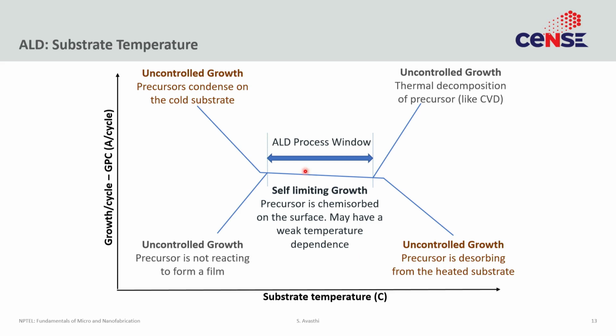So, what might happen when you do the ALD growth at various substrate temperatures is you can see some non-linearities that will happen at lower temperatures and at higher temperatures. So, two things can happen at a lower temperature. One is that your precursor tends to condense on the cold substrate, right. So, you are reducing the temperature, the precursor is cold, and the volatile material just condenses on the substrate.